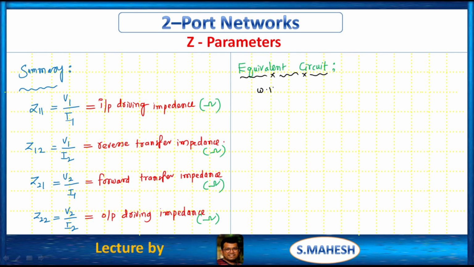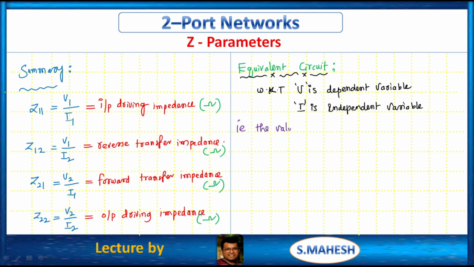We know that V is the dependent variable, current is the independent variable. So in case of Z parameter representation, voltage is the dependent variable, current is the independent variable. What is the meaning of that? That is, the value of voltage is controlled by current in the circuit.